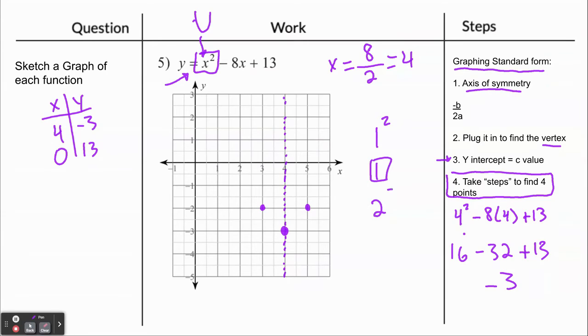If I'm looking for 2 steps over, I'm going to plug in 2 to that x value. I'm going to go 1, 2, and I'm going to move up 4 because that's what 2 squared is equal to. So 1, 2, 3, and 4. If I go 2 steps over, I'm going up 1, 2, 3, and 4. And that gives me my 4 points, which helps me graph my parabola.